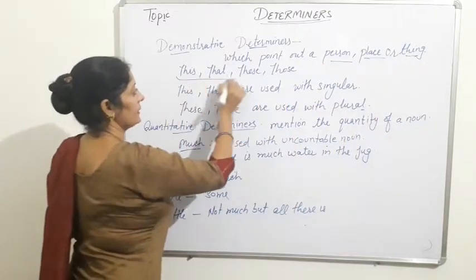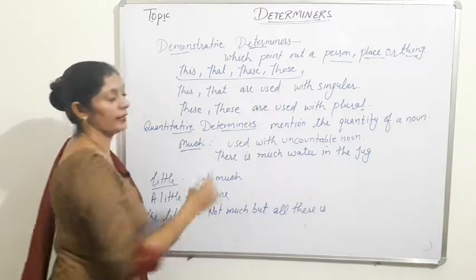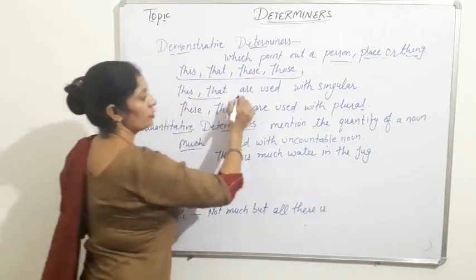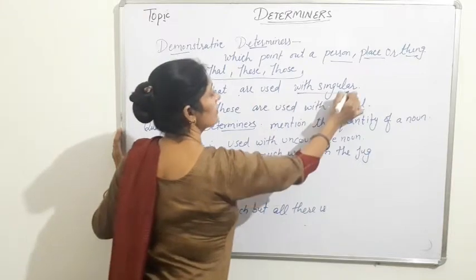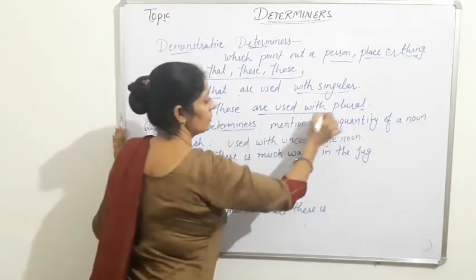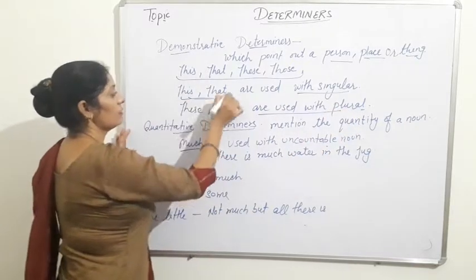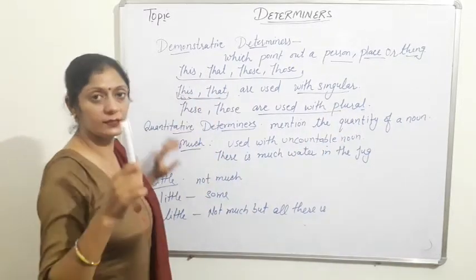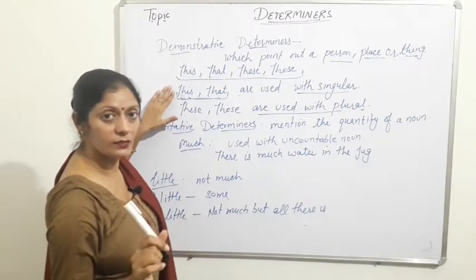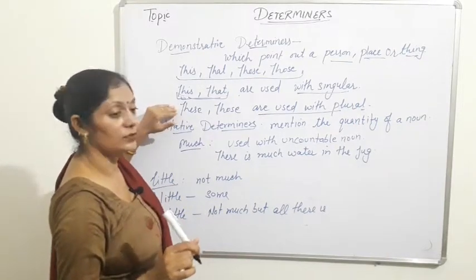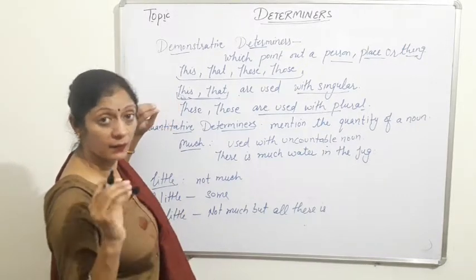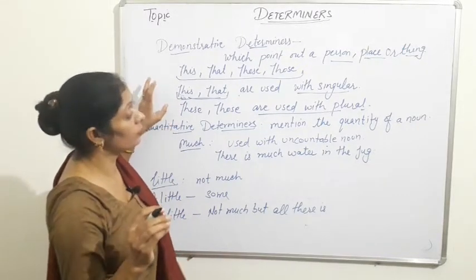These are four: this, that, these and those. This and that are used with a singular noun, and these or those are used with plural. As I say, this is a marker, so this one is used for singular. And these, suppose I have 2 or 3 markers, then I say these are markers for plural objects.